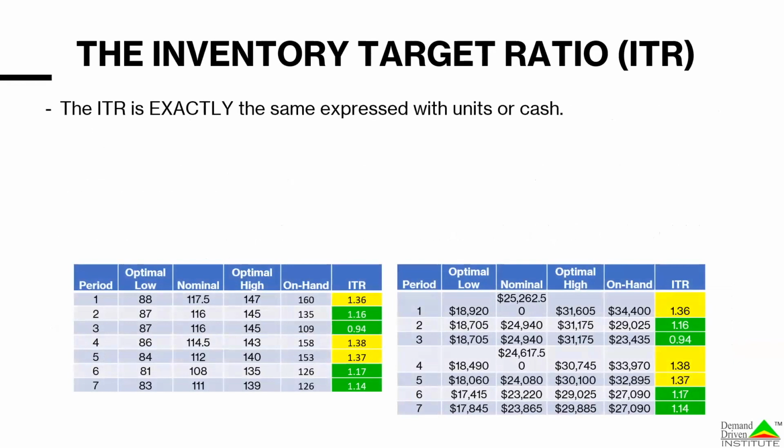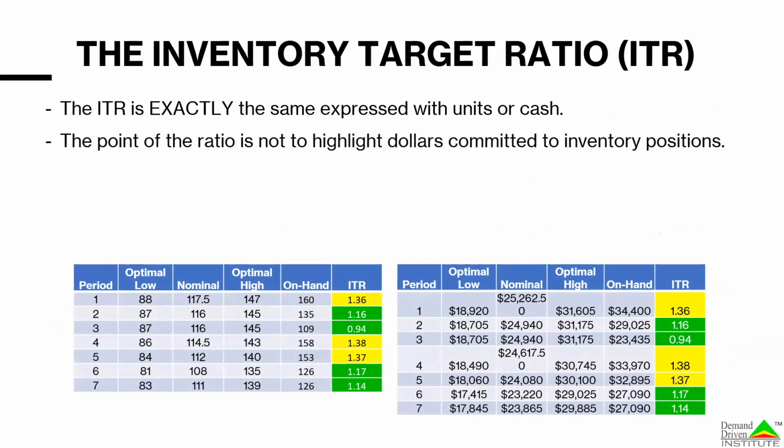Here's where it gets even a little bit more interesting. The ITR is exactly the same with units or cash, which is kind of cool, because we've always had a hard time reconciling that. We changed the inventory narrative to what we want it to be: let's talk days, or let's talk money. But here we have a way to bridge that against a target.